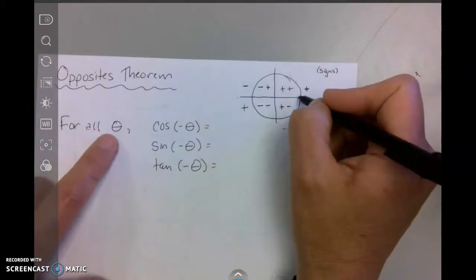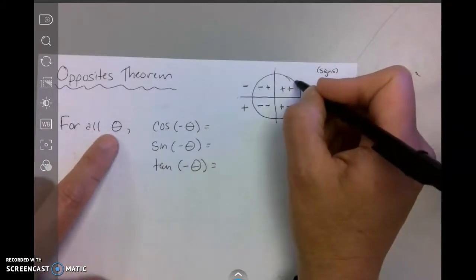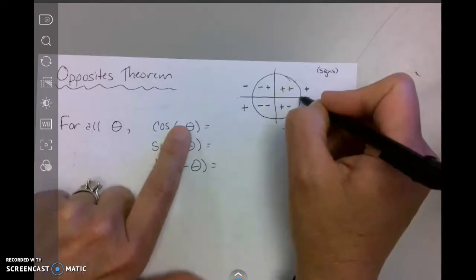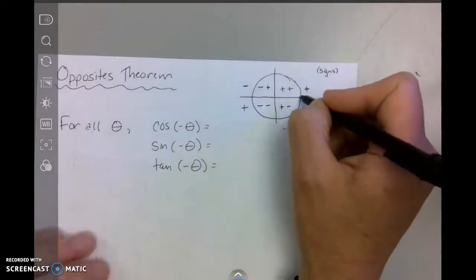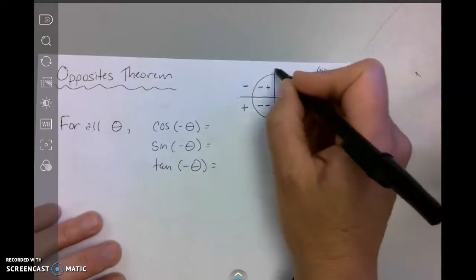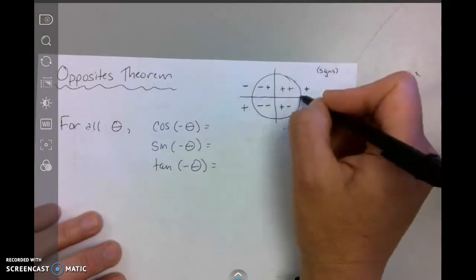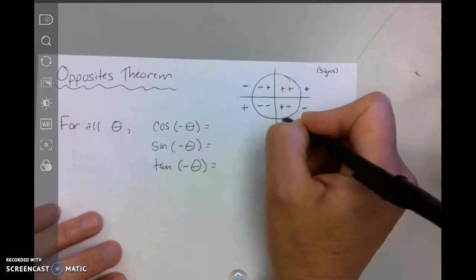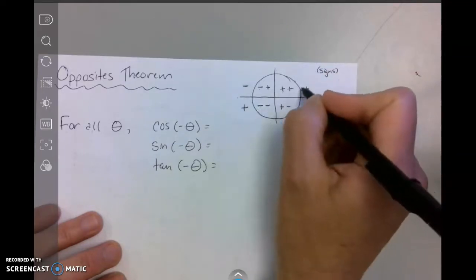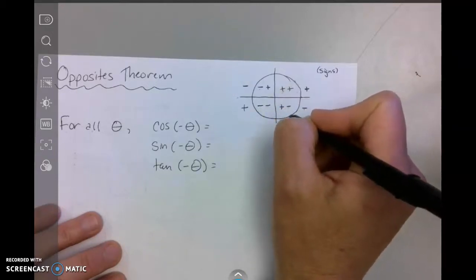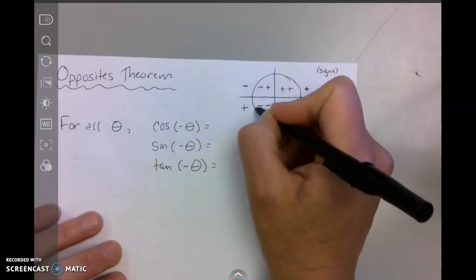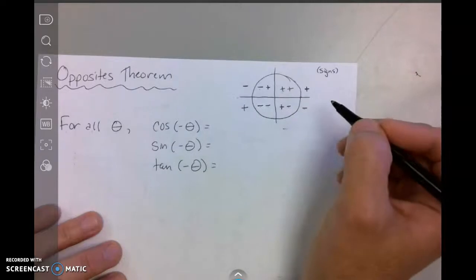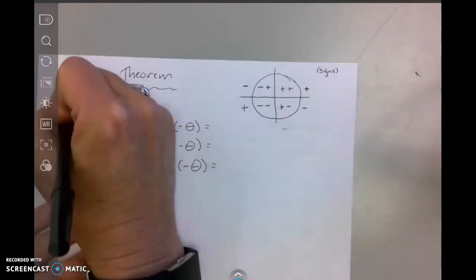if we're trying to think through an example. For all theta, so if theta is up here, if this was 30 degrees, negative 30 degrees would be down here in this quadrant. If theta was 120 degrees over here, negative 120 would be the same distance the other direction. So I want you to notice theta, opposite of theta. Theta, opposite of theta.